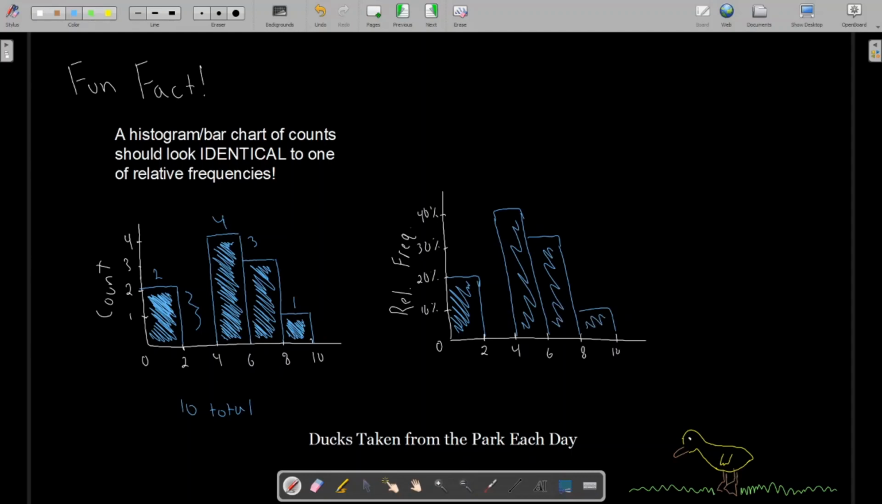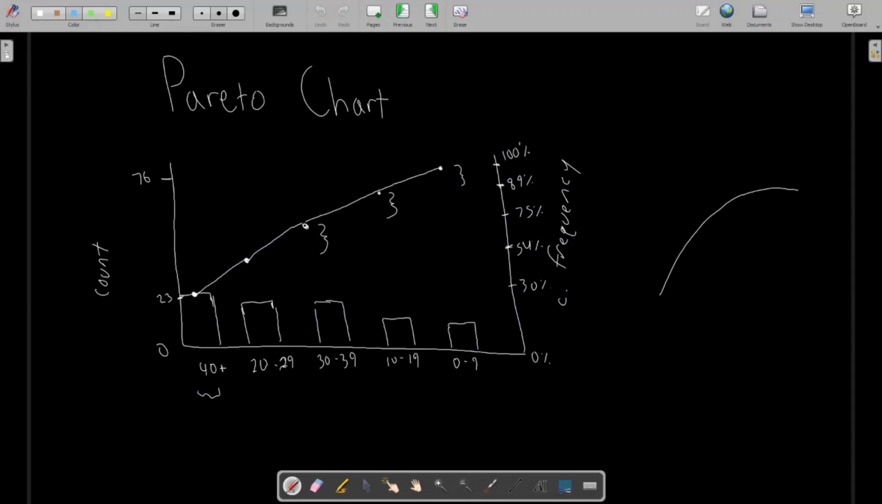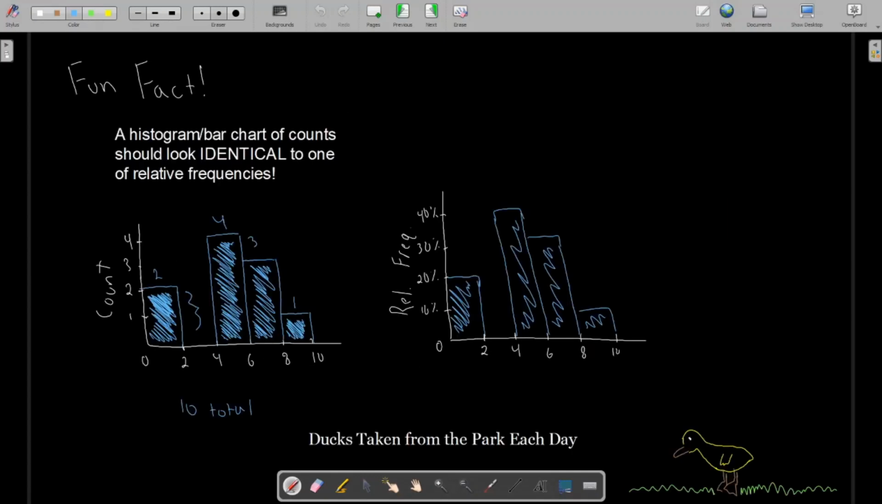And this will work as long as we have linear scaling. You can also see from the Pareto chart the same deal. This is why we are able to graph the count on the same axis as cumulative frequency, because of this property. Otherwise, we wouldn't be able to graph both of them on the same plot, and we'd have to break them up into 2 different plots.